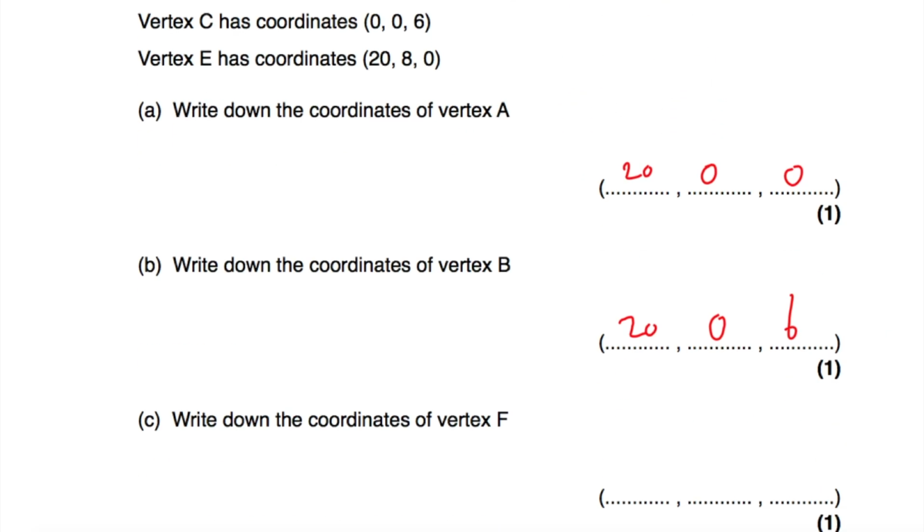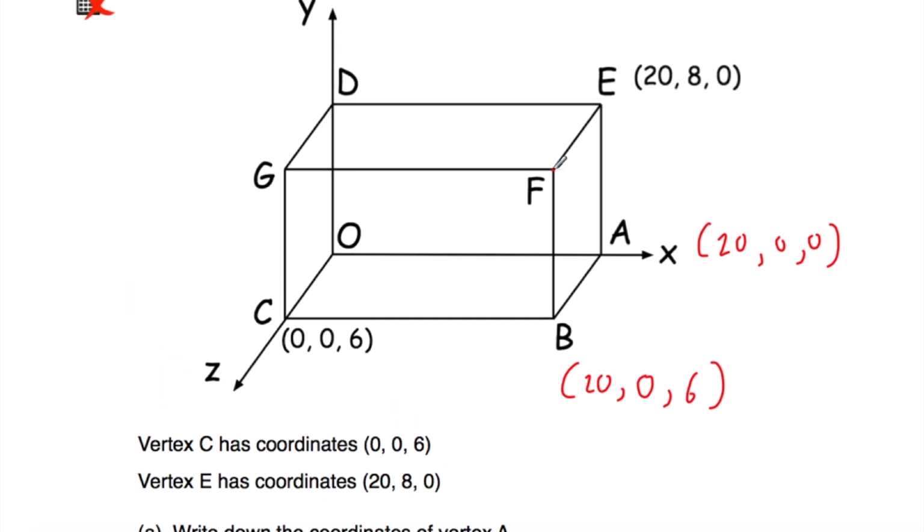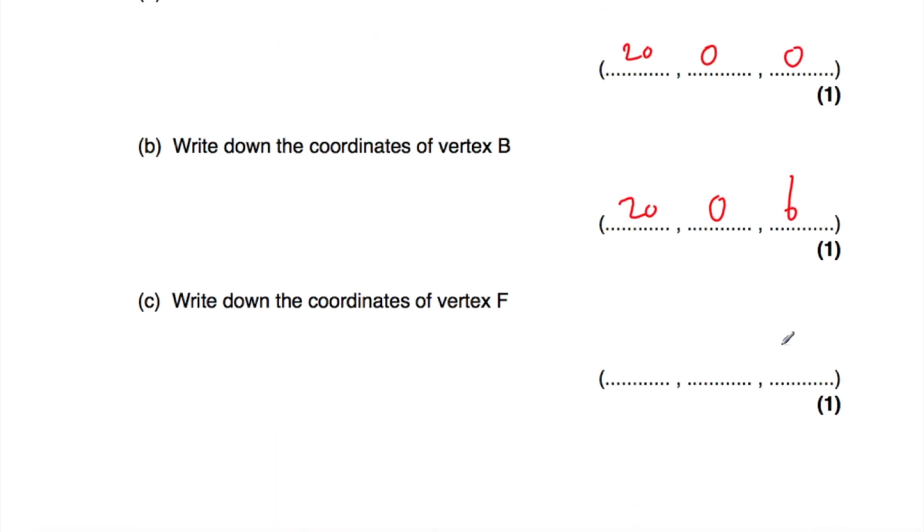Okay, part C. Part C says write down the coordinates of vertex F. So vertex F is this point here. To get to vertex F, we'll be going 20 along in the x-axis direction, 8 up in the y-axis direction, and 6 out in the z-axis direction. So that's 20, 8, 6.